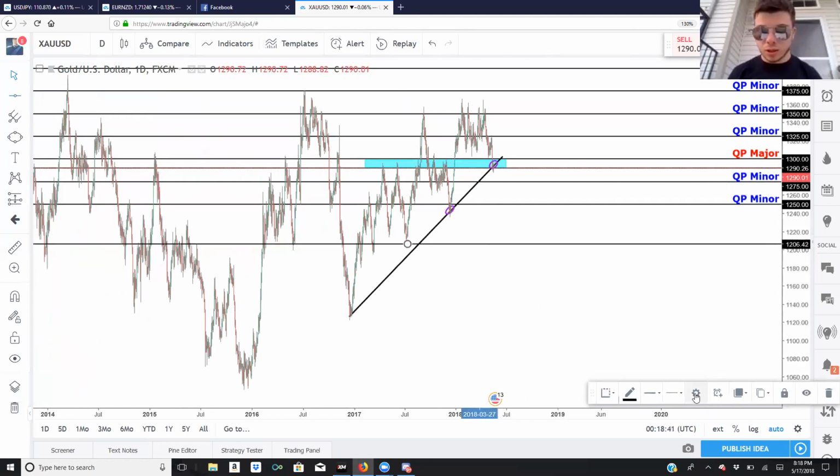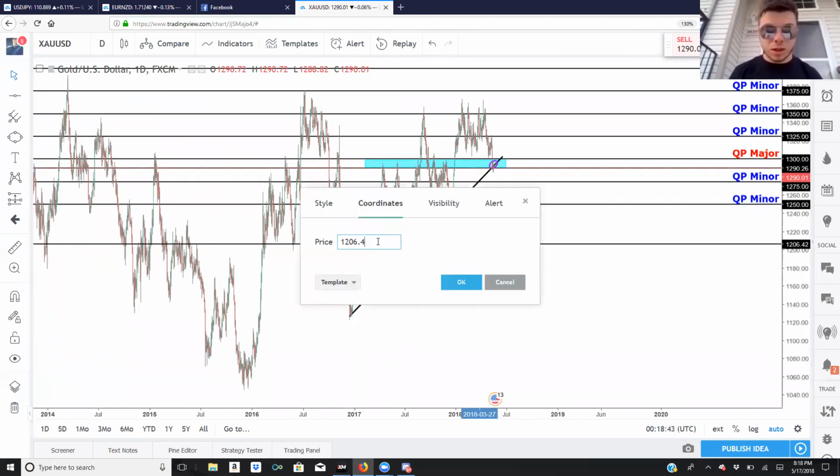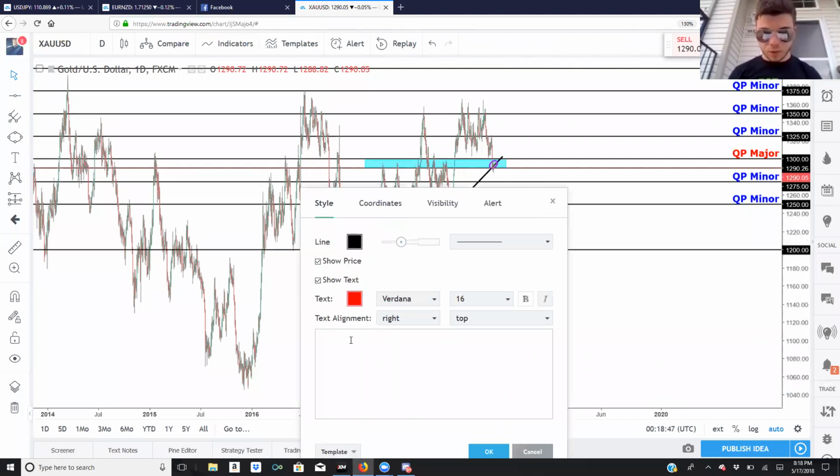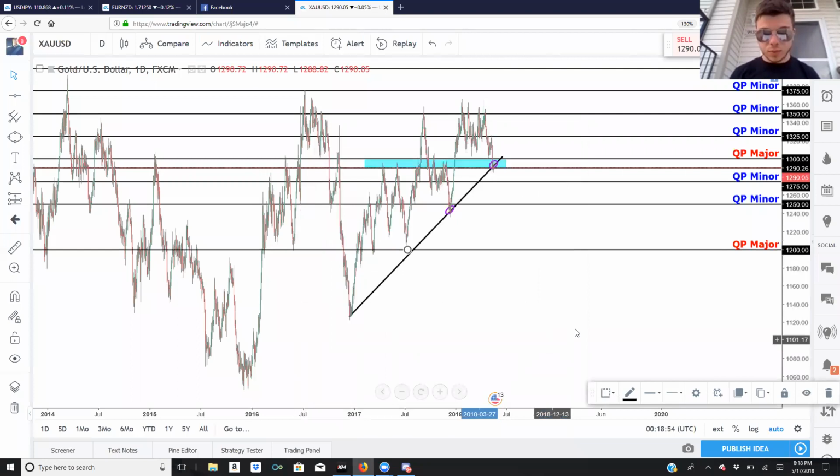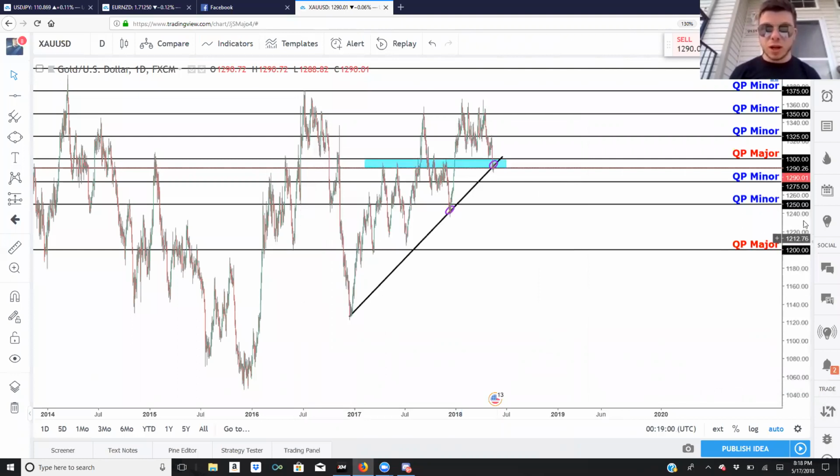Okay, so if you mark this, I'm going to say 1,200. QP major. Now you've got your 250, 500. Where's your 750 right here? What's another 250 pip mark in between this minor and this major? Because there's 500 pips right here. So what's this next line going to be?